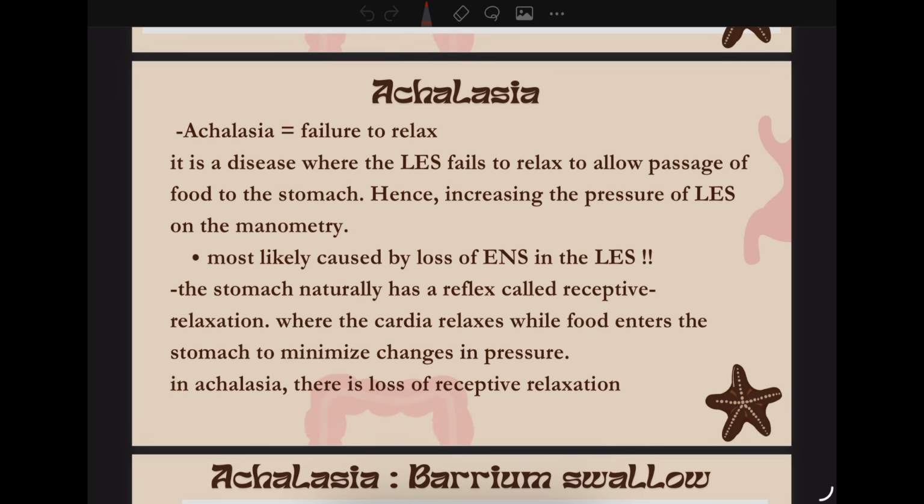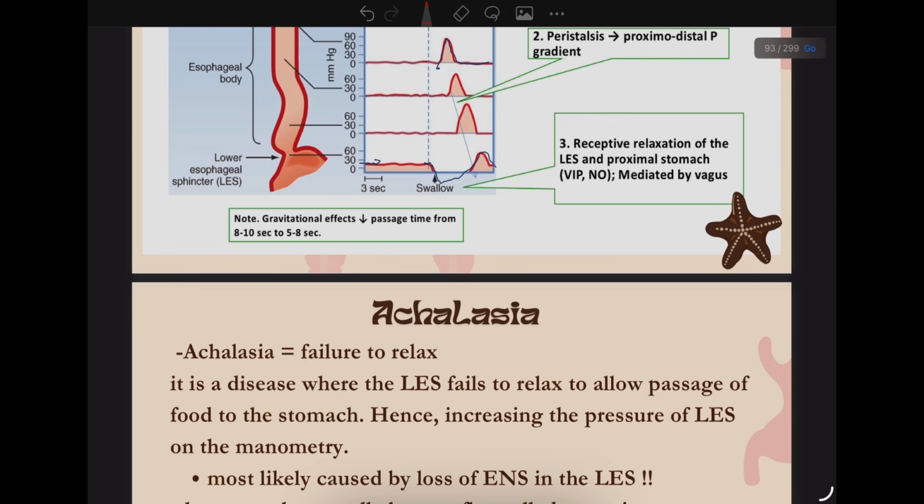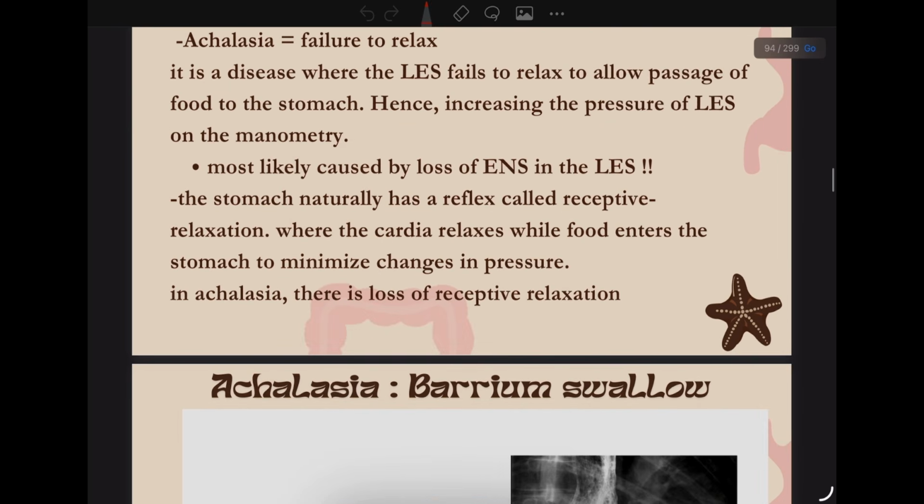Achalasia means failure to relax. It's a disease where the lower esophageal sphincter fails to relax. So the food is accumulating before it and it's being stored in the esophagus, but it doesn't pass to the stomach because it's not relaxing. Okay? So what do you think will happen when you look at the manometry for those patients? Of course, the pressure of the lower esophageal sphincter will be increased because it's constricted. Okay? And this is most likely caused by loss of enteric nervous system in the lower esophageal sphincter.